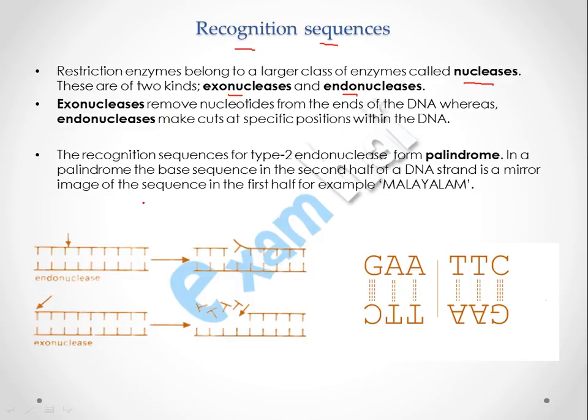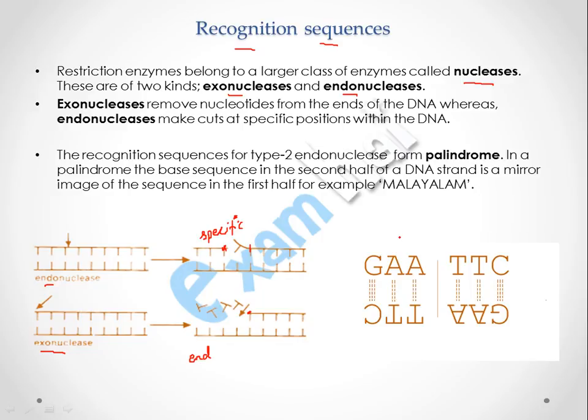The exonucleases remove nucleotides from the end of the DNA. As you can see, this is a DNA pattern, and the exonucleases cut at the end of the DNA, whereas the endonuclease makes a specific cut inside the DNA, in between the DNA. So exonuclease cuts at the end, and endonuclease makes a specific cut. The recognition sequence for type 2 endonuclease forms a palindrome.